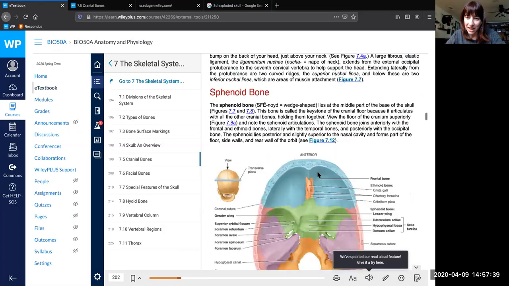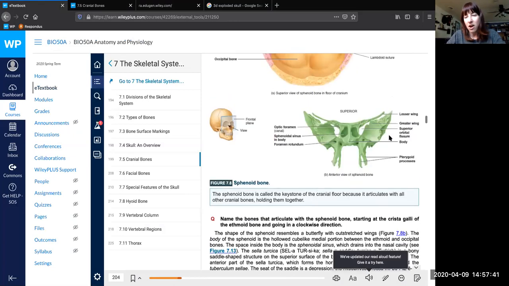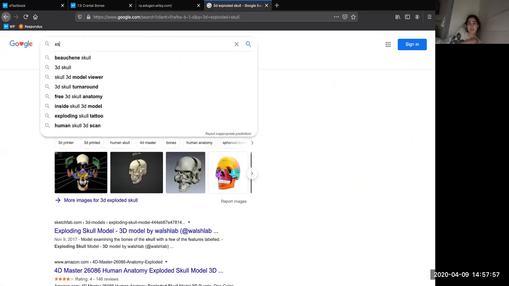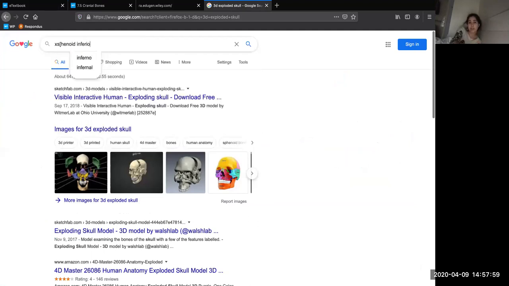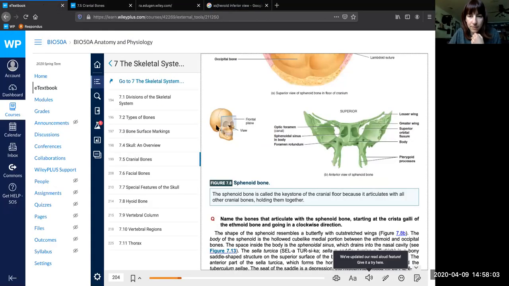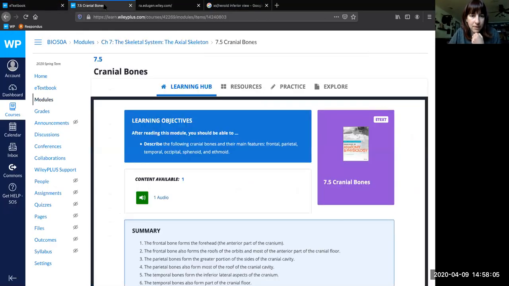I just wish we could have all the views of the sphenoid bone, a superior, an inferior. You could find them online, actually. If you Google, just Googling inferior view of the sphenoid, especially. Yeah. That top one, right before you click enter, where it says visible interactive, I clicked on it. Yeah. And on Google.